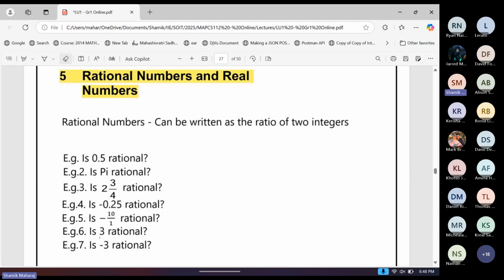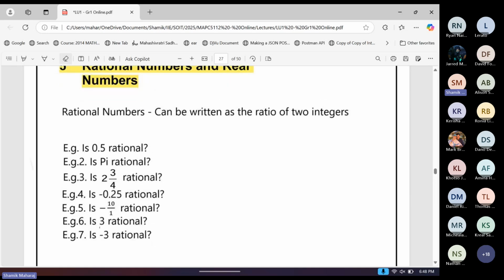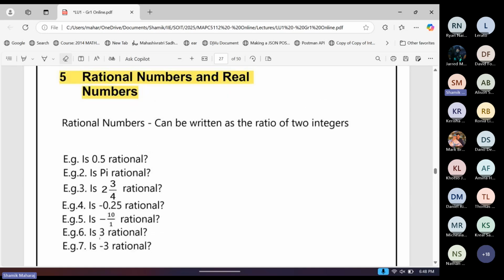Rational numbers and real numbers. Okay. So this is where things get a little bit annoying, but anyway, let's not panic. We can do this. Rational numbers need to be defined. Okay. So again, quick summary.